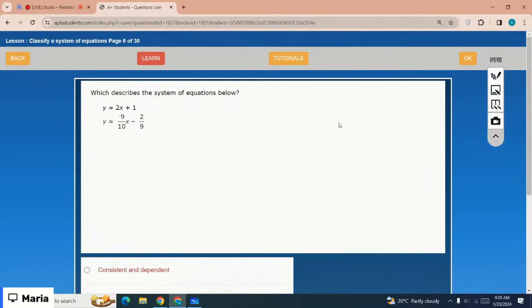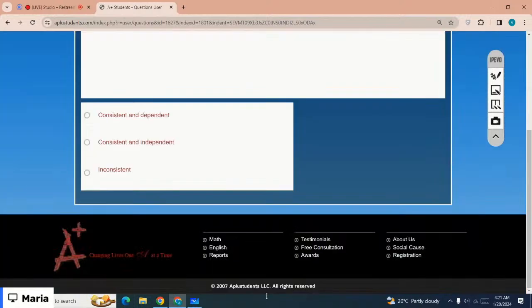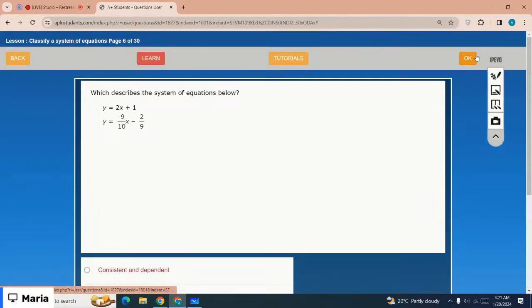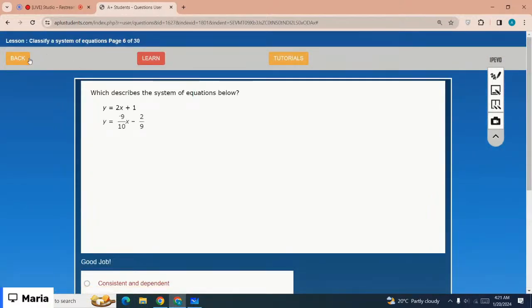The correct option is that both the equations have different slopes, right? That means they must intersect at one point and the system is consistent and independent. The correct option is consistent and independent, right? Okay, you can complete the lesson by yourself later today. Let me just move on to the next lesson, and the next lesson is the substitution method, I think.